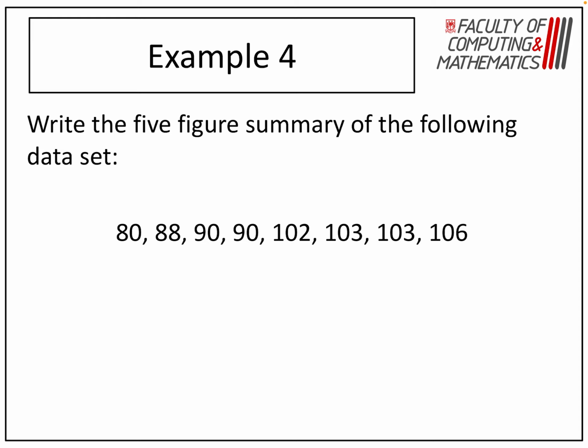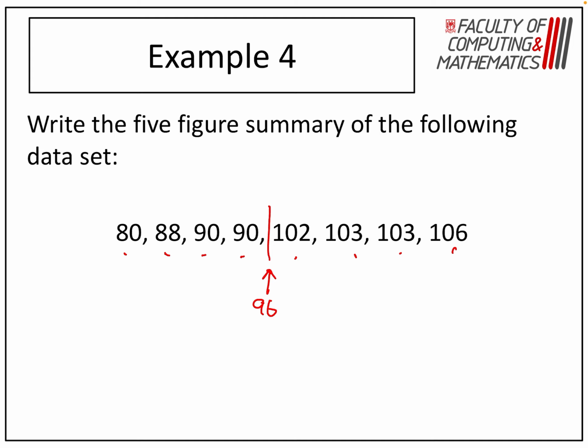So I'll do one more for example 4 here. Again, they're in order. If they're not in order, you need to put them in order. So the fact that they're in order just helps us a little bit. So working our way into the middle, it's going to be in between 90 and 102. So there's 12 between 90 and 102, and half of that is 6. So halfway between those two values is going to be 96.